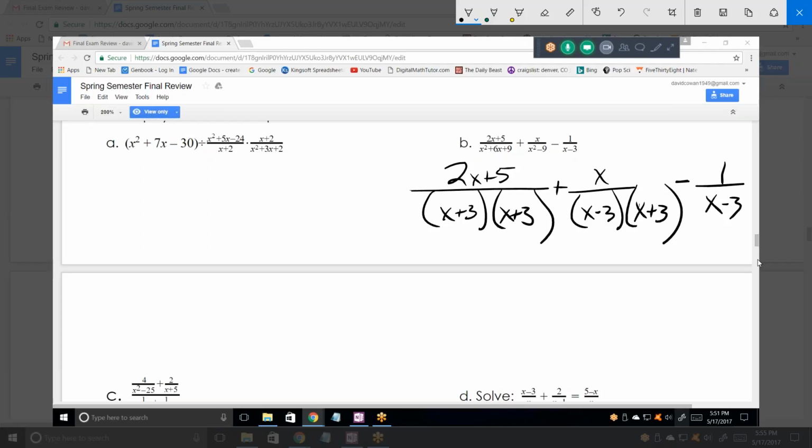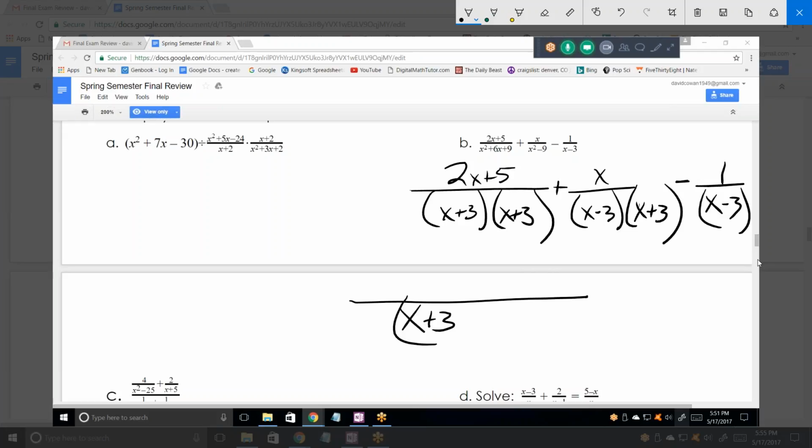Now what should I do? It's not an equation. It's an expression. So they want us to add the middle term and subtract the third term. Find a common denominator. What's it going to be? X plus 3 times x minus 3.